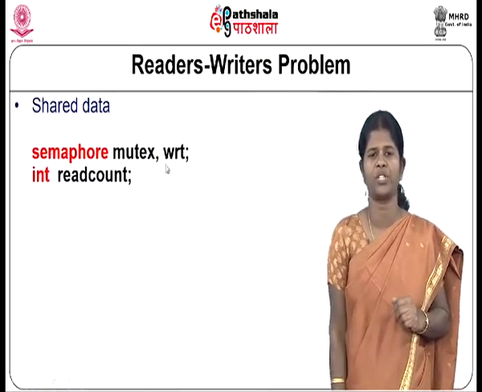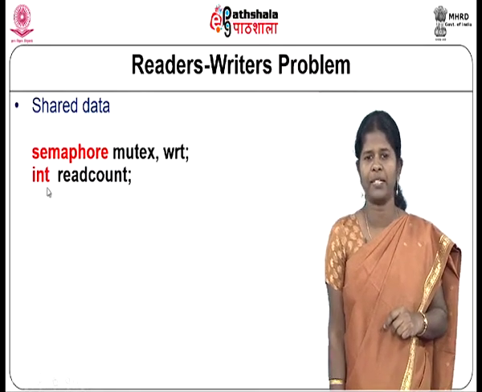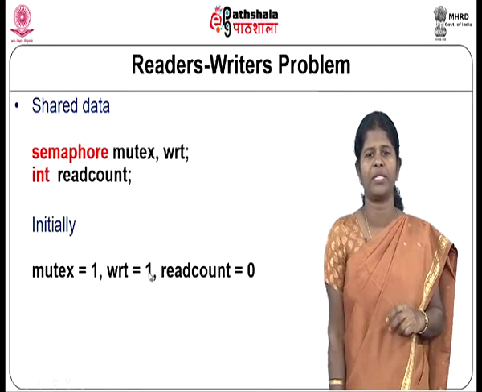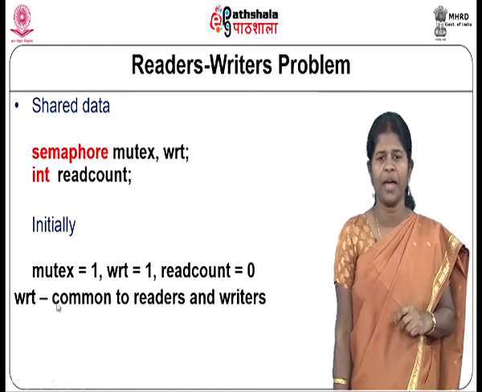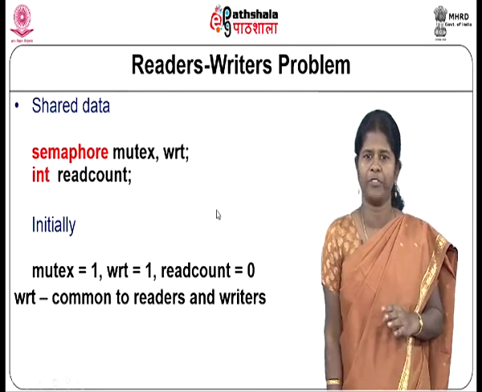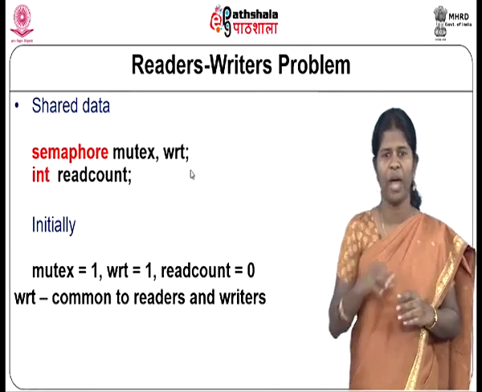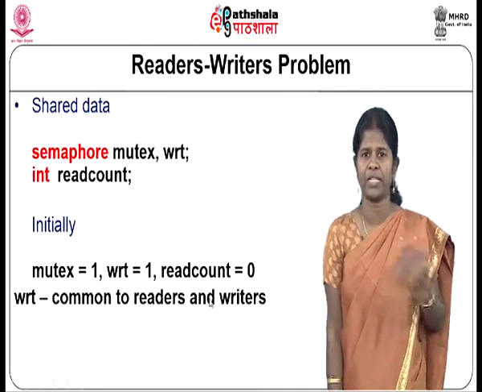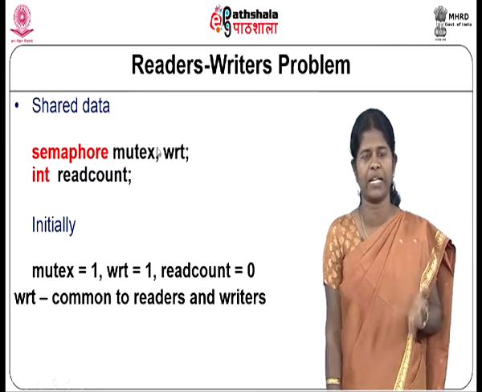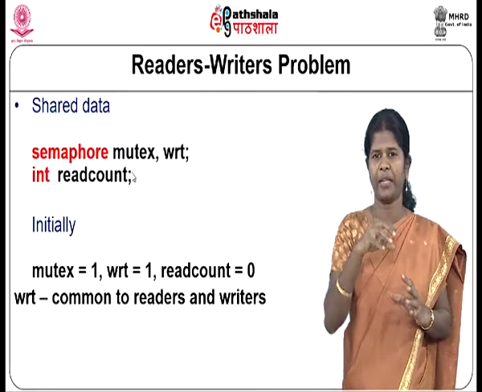So, we will see a solution where they maintain two semaphores, mutex and WRT, and they also maintain a variable called read count. Initially mutex is 1, WRT is 1 and read count is 0. WRT is a semaphore that is common to both the readers and the writers. Before they try to access the file, the readers as well as the writers have to wait on this WRT semaphore. And before manipulating the read count variable, they wait on the mutex semaphore, and after manipulating it they signal the semaphore. Basically, the read count variable is safeguarded by the mutex semaphore.